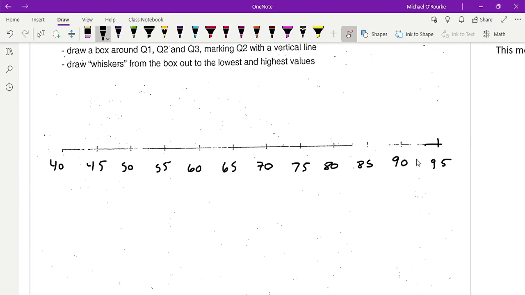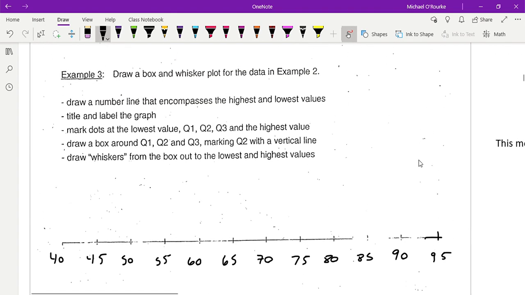Now, hypothetically, if you went by tens, you go by tens. You need a number line that has the lowest number in it and the highest number in it. Okay? Now, don't go by 55s. I don't know if I can mark you wrong, but I would try. It wouldn't be as accurate as it could be. We're going to skip over step 2, which is title and label the graph.